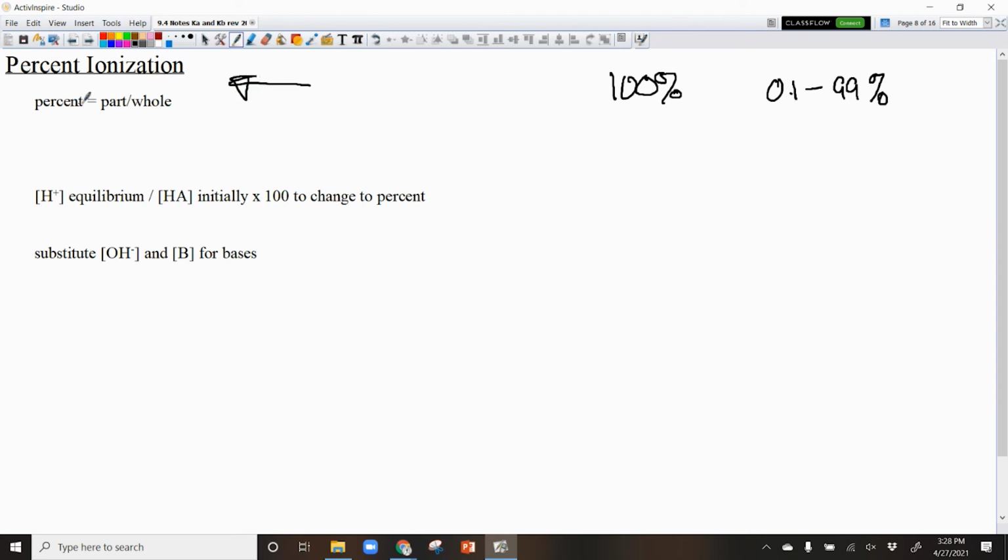Well, remember, a percent is a part over a whole. So the part is the concentration of the hydrogen or hydroxide, right, divided by the whole concentration of the acid or base initially, whatever it was initially, okay? And then multiply that by 100 to change it over to percent. So it's just the concentration of just this ion divided by the concentration of the acid or the base, the whole thing, part of a whole, multiply by 100, and you're going to get your percent ionization. All right, so that is it.